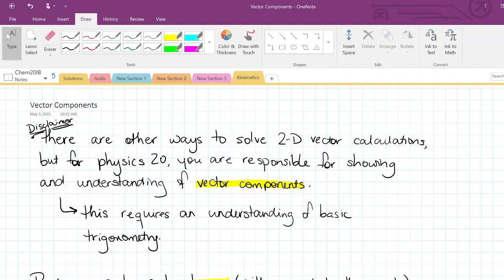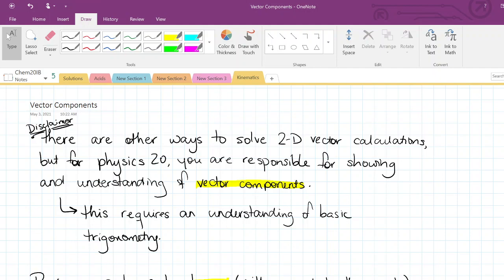But in terms of the Alberta Physics 20 curriculum, the method that you need to demonstrate an understanding for is the component method. And so we're going to be using this vector component method moving forward from now until the end of the kinematics unit, and then we will see it again when we get to the dynamics unit. So you need to be competent and comfortable at solving these problems quickly and efficiently.